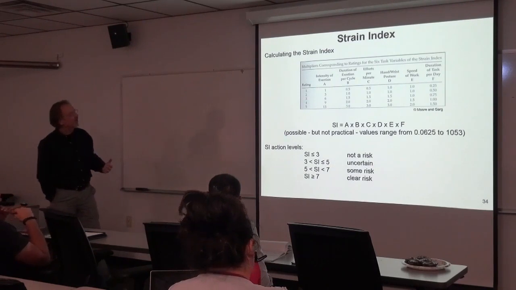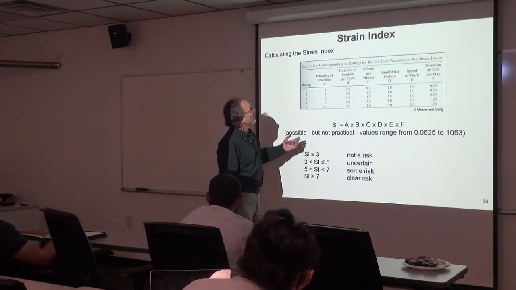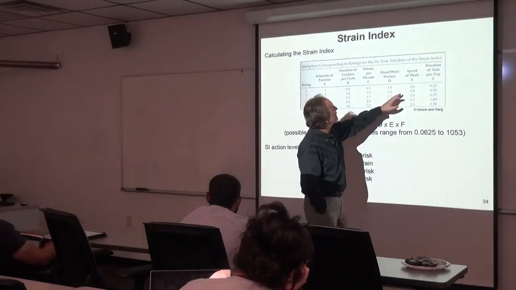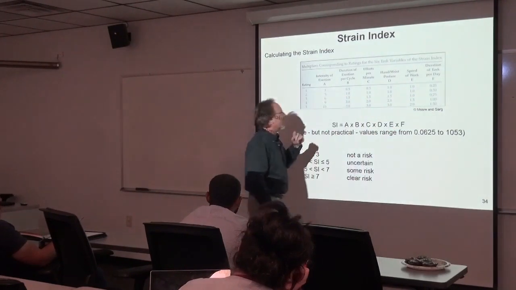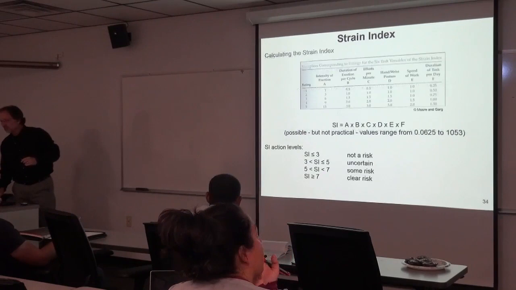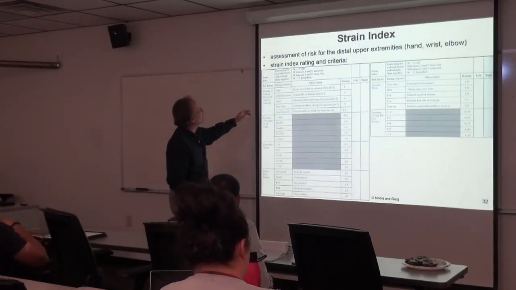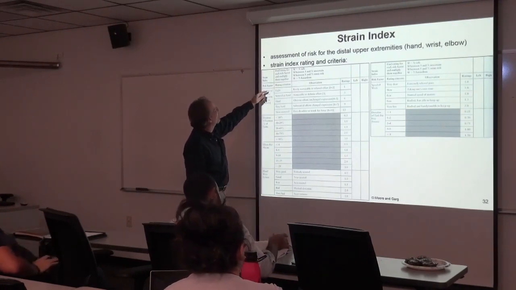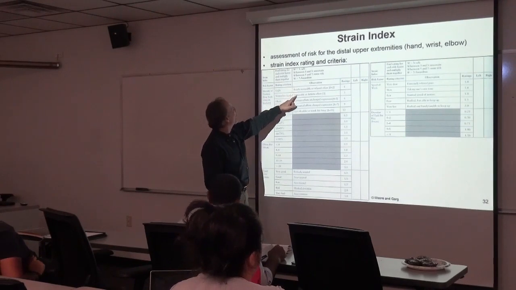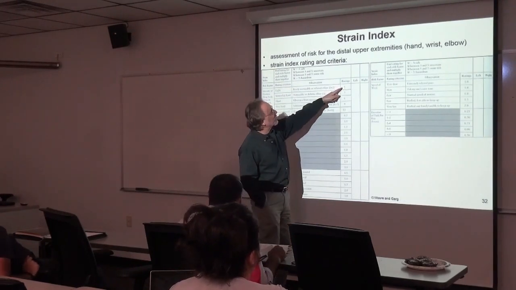Then to calculate the strain index, like I said, we have these 6 variables: intensity, duration, efforts, hand wrist, speed of work, and duration. Let's go back and look at the original chart. So, intensity of exertion, this is our light, somewhat hard, and so on. These are the percent maximum voluntary contractions. And then this is the score that you get.